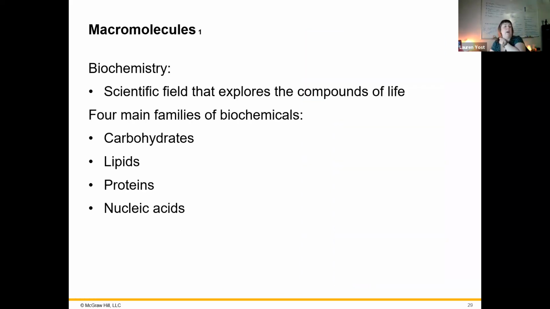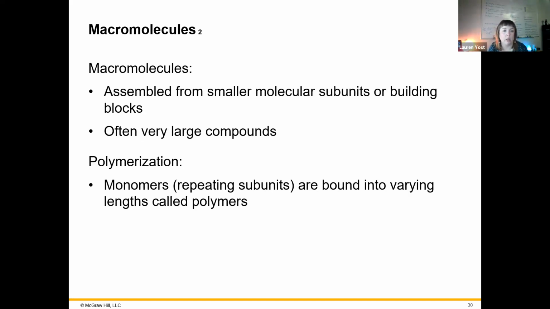So the main macromolecules, or the main biochemicals that I would be aware of for this chapter, we have carbohydrates, lipids, proteins, and nucleic acid. Those are the big 4, and we're going to go through each of those here.